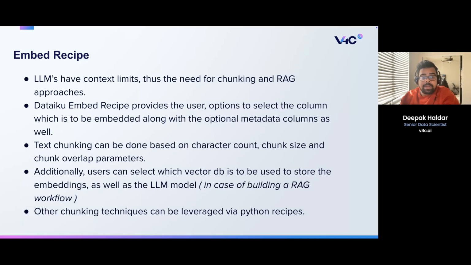First, we have the embed recipe, which lets you embed text by selecting the column that you want to process. You can also add optional metadata columns for additional context, which makes the embedding more meaningful. Then comes text chunking. This is where we break down large blocks of text into smaller pieces. You can fine-tune this by setting parameters like character count, chunk size, and chunk overlap to make sure no critical information is left out.